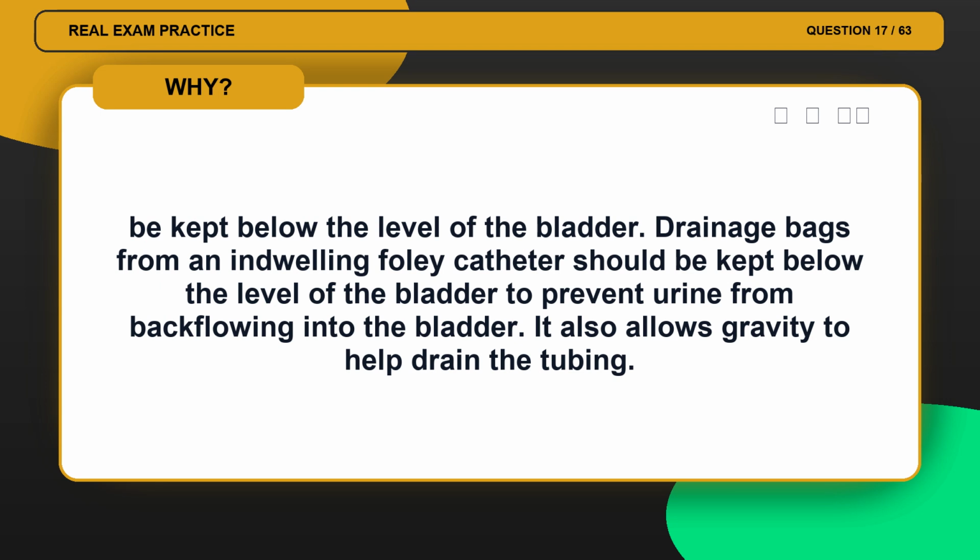Drainage bags from an indwelling Foley catheter should be kept below the level of the bladder to prevent urine from backflowing into the bladder. It also allows gravity to help drain the tubing.